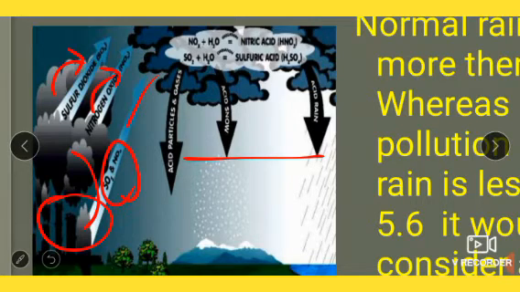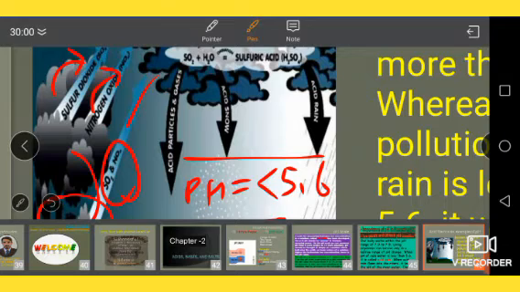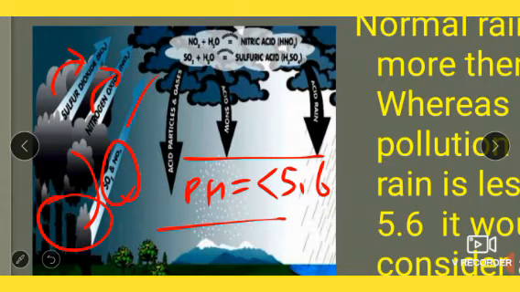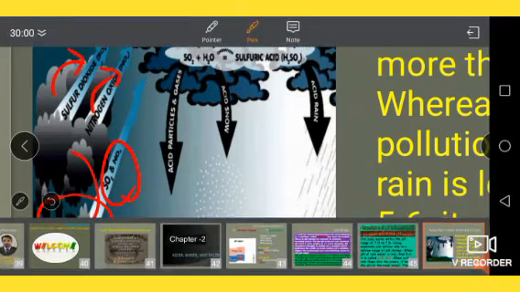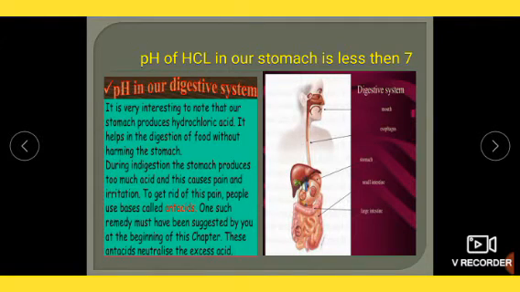And due to this, the pH of normal rain is 7, because it is neutral water. But when it mixes with sulfur dioxide and nitrogen oxide, the pH becomes less than 5.6, which is the low range, the range of acid. Because of that, the rain is known as acid rain. Okay, so this we studied. Normal rain pH is more than 5.6, whereas due to pollution, if the pH of rain is less than 5.6, it is considered acid rain. So this is also an effect of acid rain.